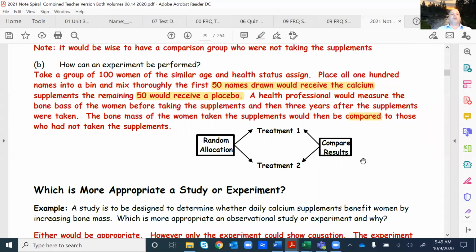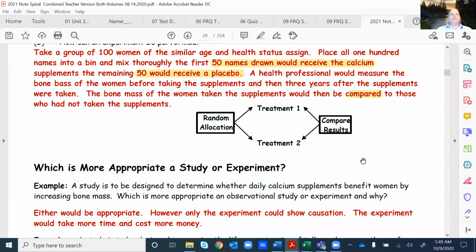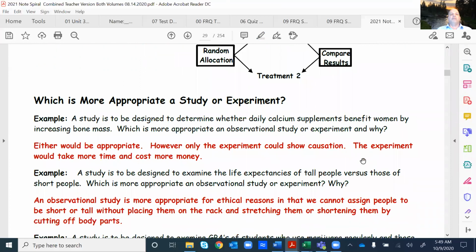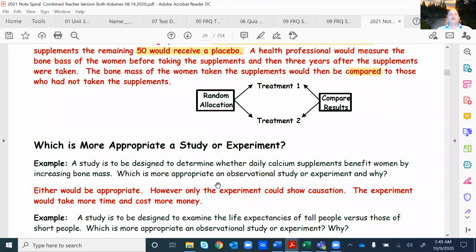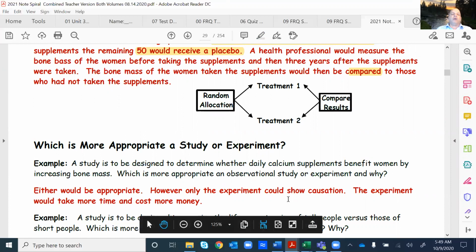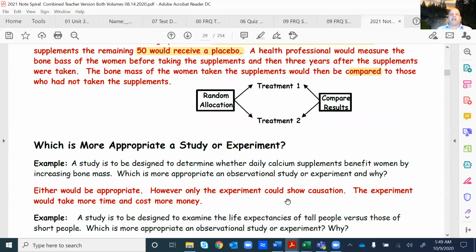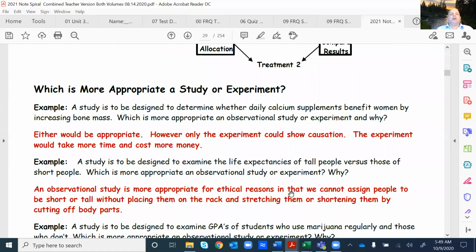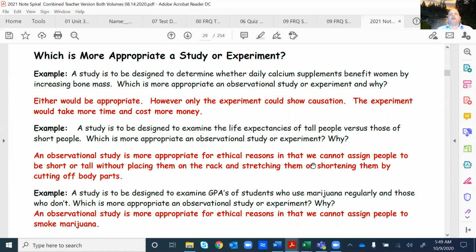So what is more appropriate? Well, in the case of the bone mass study, which is what this is asking about, both are equally appropriate. It wouldn't matter. The only thing is the experiment can show causation, however, it would cost more money. The observational study is quick, easy, and fast, but it cannot show causation. But either one would be appropriate. However, the reason we don't always do experiments, even though they can show causation and observational studies cannot, is because oftentimes it's too expensive or it's unethical.